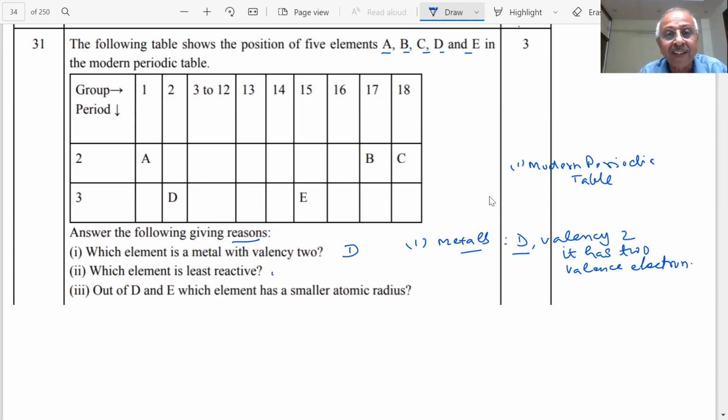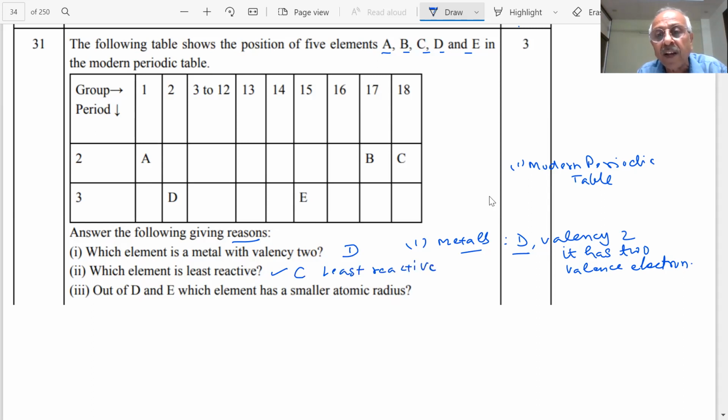Which element is the least reactive? Now, reactivity: why are elements reacting? Because they want to attain noble gas configuration. So the element which will be least reactive is the one in group 18, the noble gases. Our answer is C, C is the least reactive.